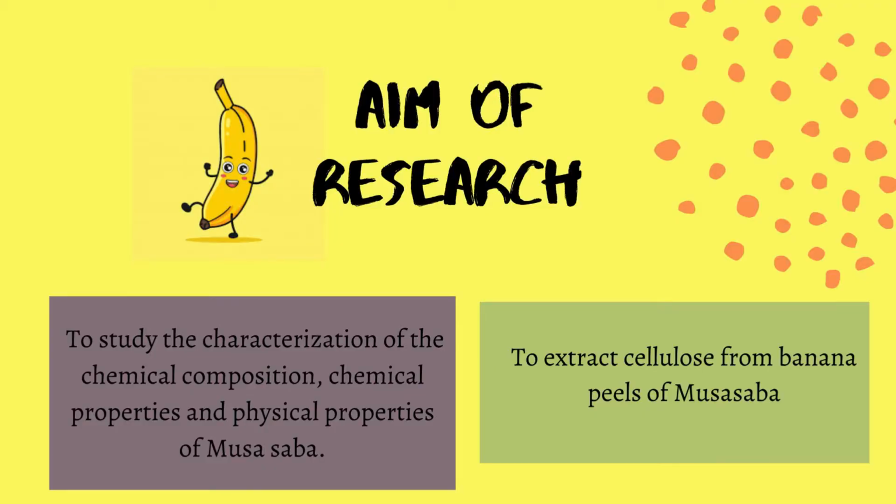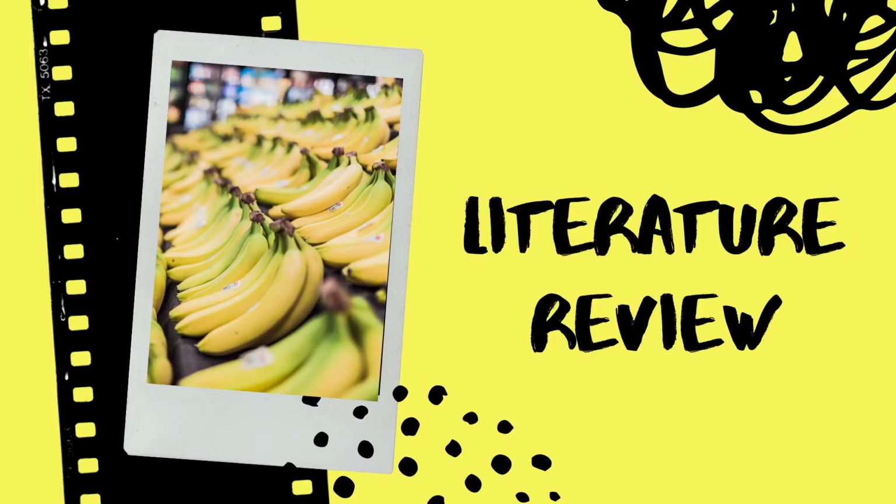There are suggestions that banana byproducts such as green cut banana peels and pseudo stem could be a potential low-cost source and raw material of high-quality starch, pectin, and cellulose for the food industry. Thus, this research is designed to extract cellulose from the banana peels of Musa Sabah and also to study the characterizations of the chemical compositions, chemical properties, and physical properties of the Musa Sabah.